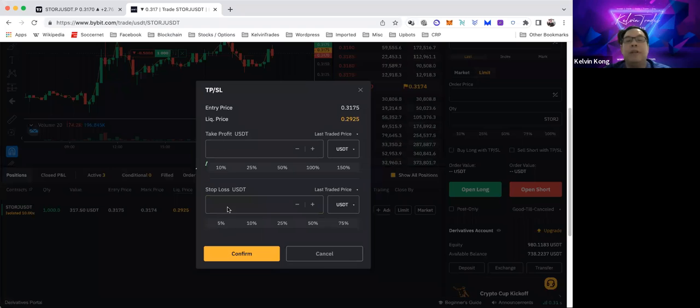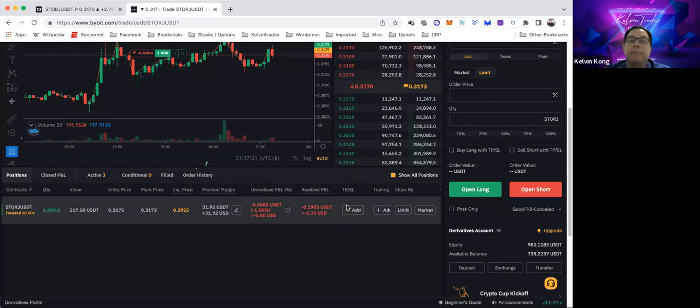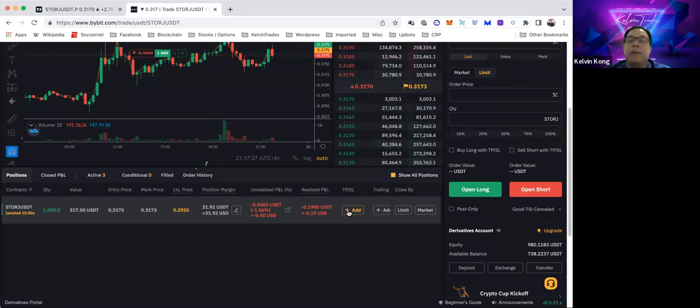Take profit, stop loss. Key in your take profit, key in your stop loss, click confirm. Sorry, why did we change the stop loss to 0? Cancel it. Why cancel the stop loss? Because you don't want to use market order. You don't want to pay more fees. You want to use a limit order.